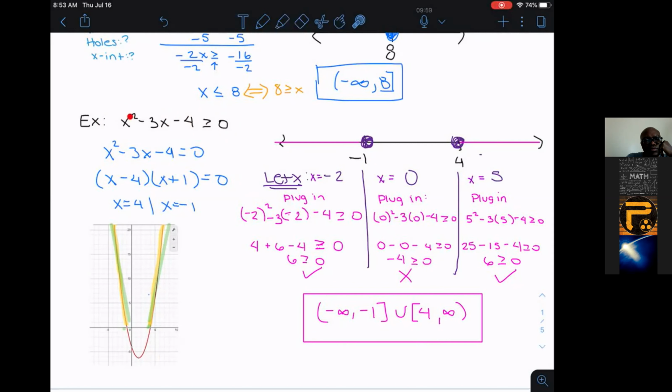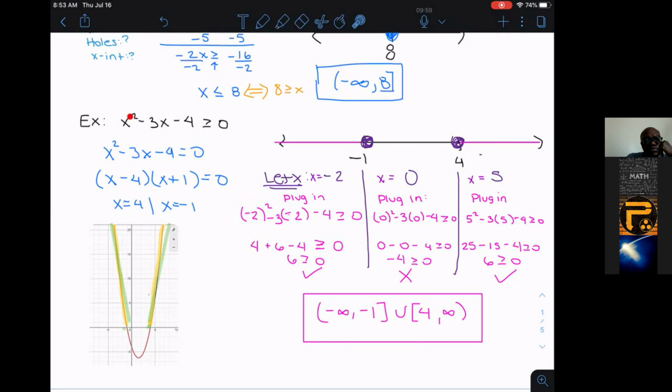So let's look for the x-intercepts of this function. Remember that to look for the x-intercepts, all you have to do is find where it is equal to 0. So this is how we find the x-intercepts. We're going to set this equal to 0, and to do that, we're just going to solve this.